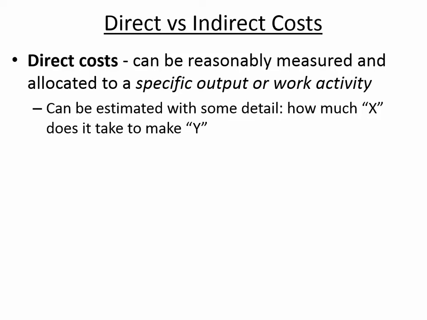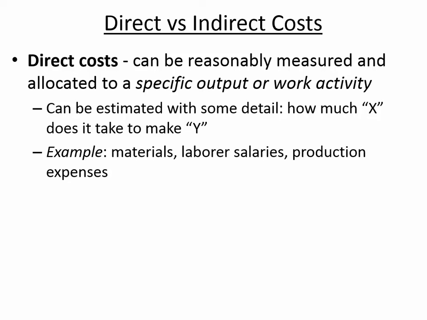Direct costs are the things that you can tie directly to your activity or to the production of some good. So it's allocated, in italics there, to a specific output or work activity. And it's easy to know exactly what your direct costs are because what you're making or what you're doing has a specific requirement for whatever these direct costs are. So let's think of an example. Materials, laborer salaries, production expenses.